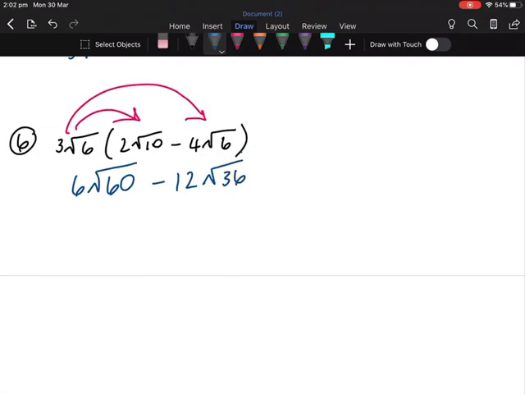Now, we need to simplify again. So, we're looking for our square factors again. So, the square factor in 60: we can have 15 times 4. So, that becomes 6 times the square root of 15 times 4. Take 12 times, and the square root of 36 is 6. All right, and then we end up with the square root of 4 is 2, so that can come on the outside. So it becomes 6 times 2, which is 12, times the square root of 15, minus 12 times 6, which is 72. And that is all.